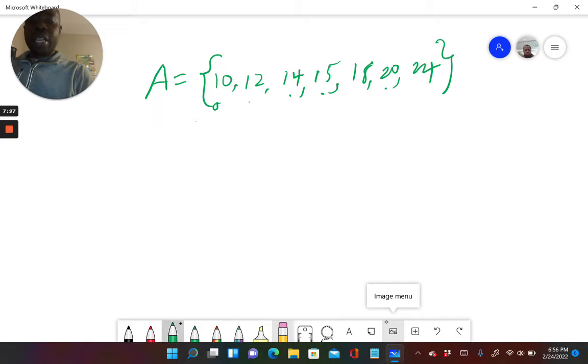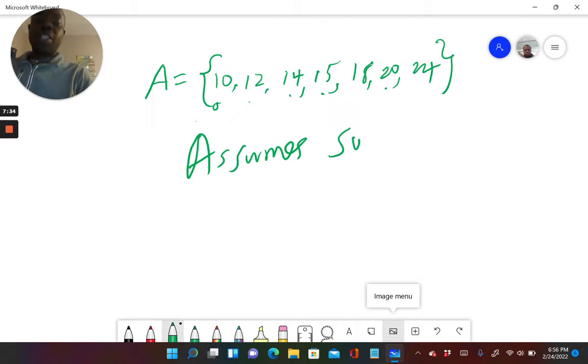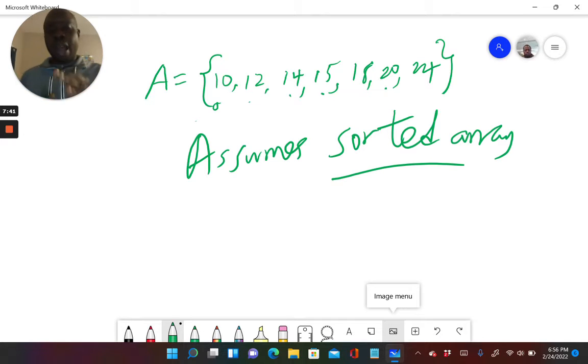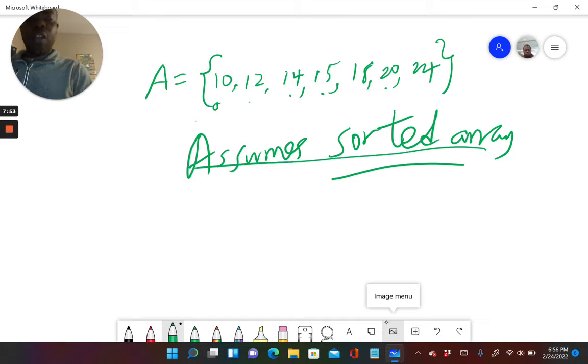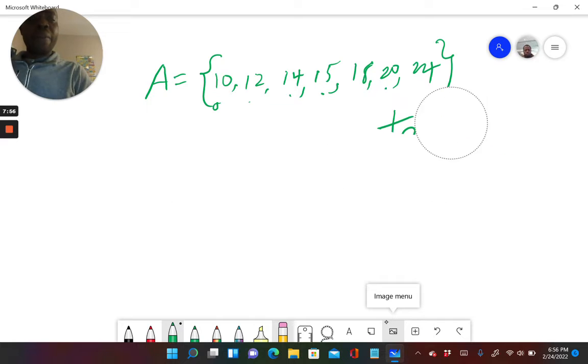Binary search. Now, the binary search assumes that the array is sorted. In other words, the elements are arranged from smallest to the largest, or largest to the smallest. Okay? That is the assumption of the binary search algorithm.